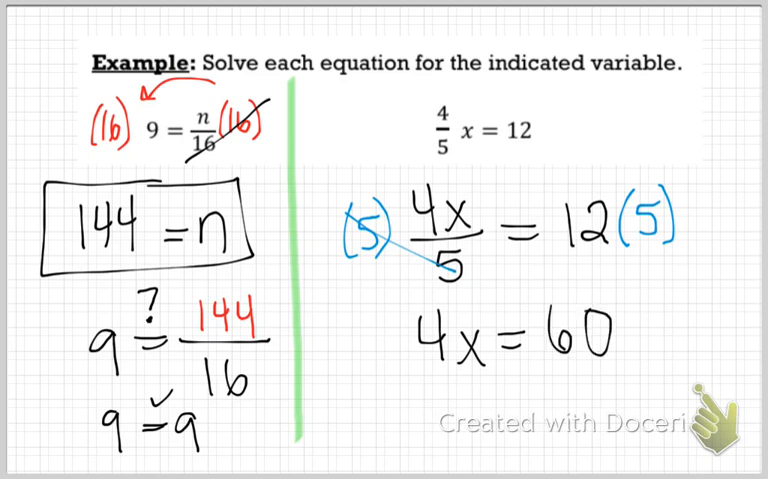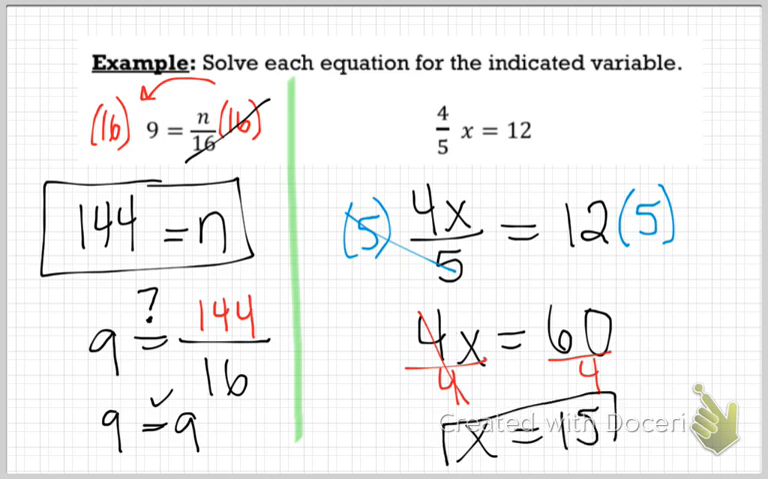Then we have the 4 in front of the x. These are multiplying. To get rid of it, we can divide. So we're going to divide by 4, divide this by 4, that reduces to 1. So then we have that 1x, but remember, we don't have to keep writing that 1. So I'm going to ignore it. x is equal to 15. And that's the third way of doing this problem.